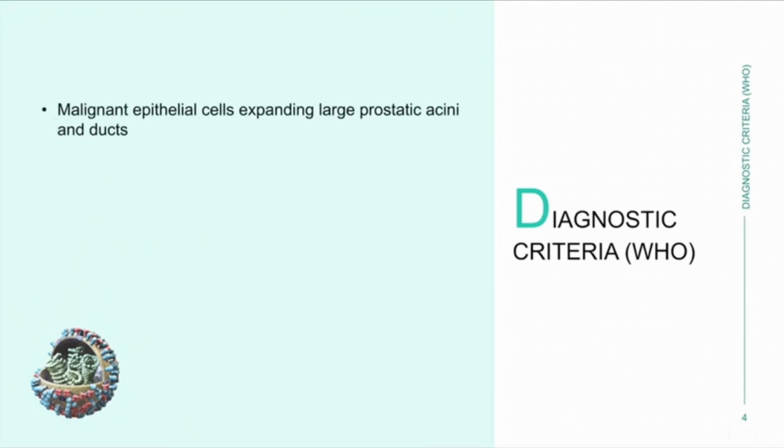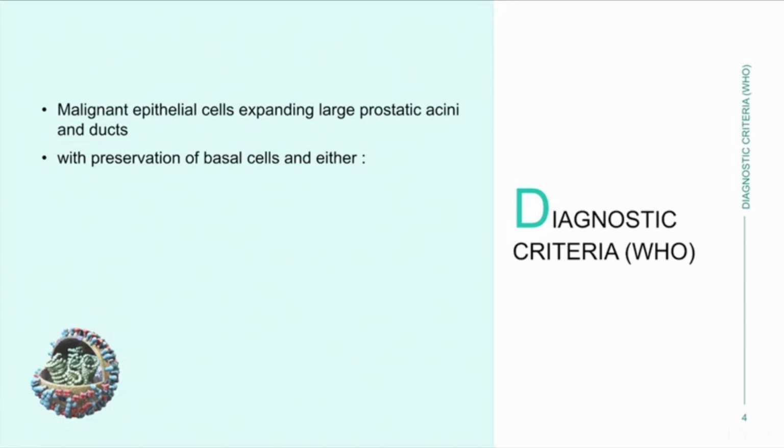Among that, in 75% of cases there was TMPRSS2-ERG gene fusion. Now coming to the diagnostic criteria according to WHO. You should have large prostatic acini and ducts that are expanded, that means enlarged compared to benign prostatic acini and ducts. Those ducts and acini should contain malignant epithelial cells, and there should be preservation of basal cells, that is, basal cell markers should be positive. Unlike in prostate carcinoma proper, where there are no basal cells, in intraductal carcinoma there will be preservation of basal cells.